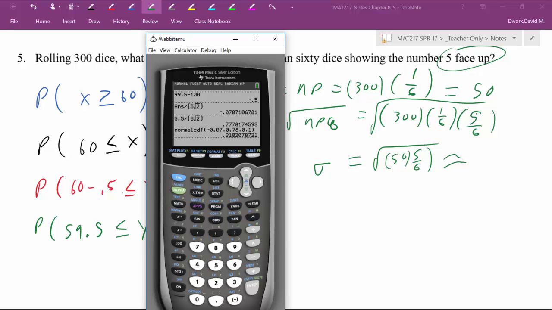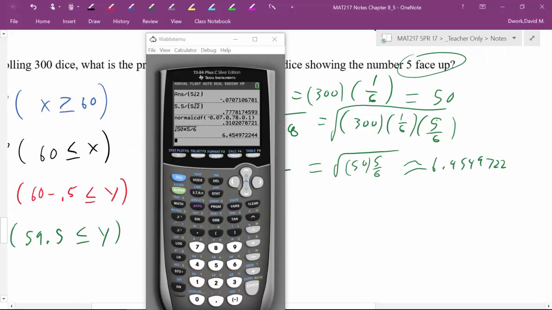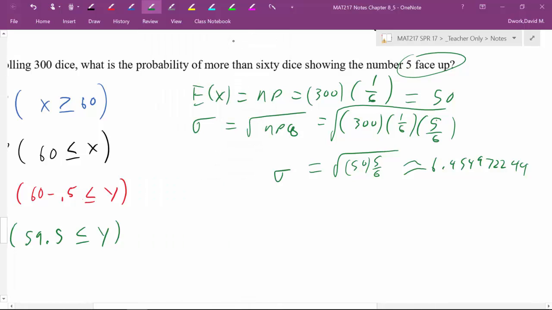Right, let's see, the square root of 50. I don't like that extra parenthesis there. There you go. 50 times 5 divided by 6. So this is approximately 6.454972244.